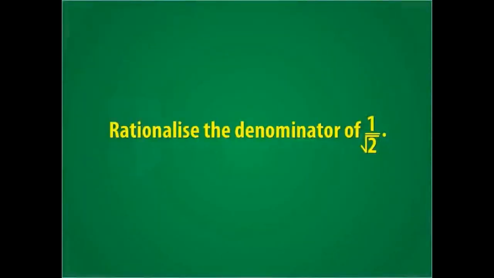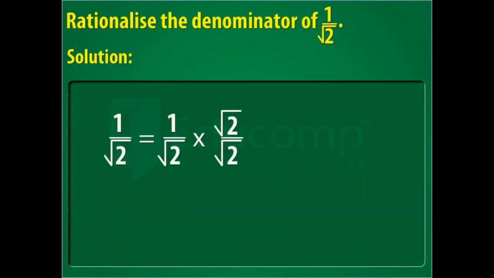Now let's learn how to rationalize a denominator by an example. Suppose we need to rationalize the denominator of 1 upon square root of 2. To make the denominator of the given expression rational, we need to multiply the denominator by square root of 2. So, to get the equivalent expression of 1 upon square root of 2, we multiply its numerator and denominator by square root of 2. We get square root of 2 upon 2.